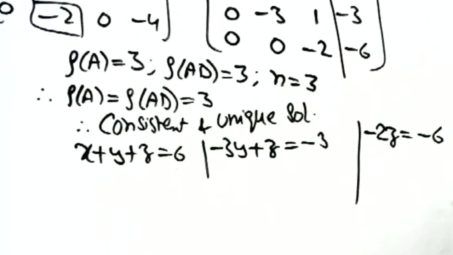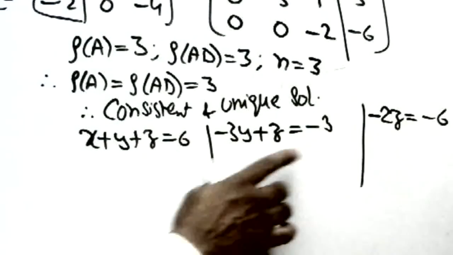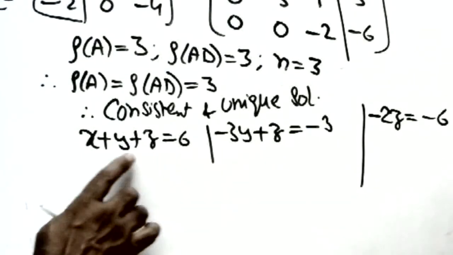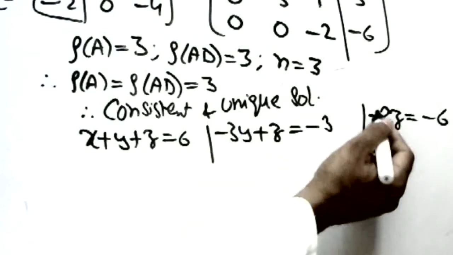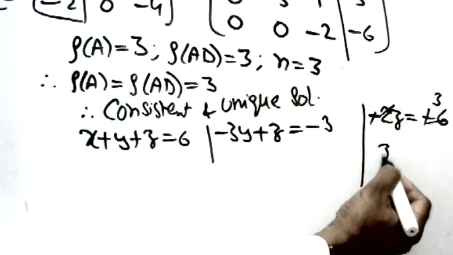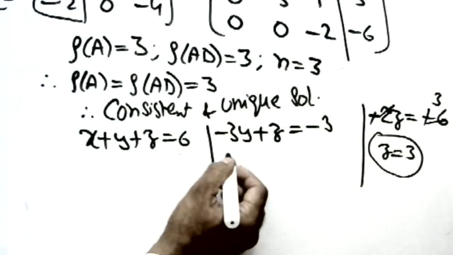So we got again 3 equations. Now see here, watch carefully. From this we will get z. If you substitute z here, you will get y. If you substitute y and z here, you will get x. So minus minus will get cancelled. 2 ones are 2, 2 threes are 6. So you got z equals 3.